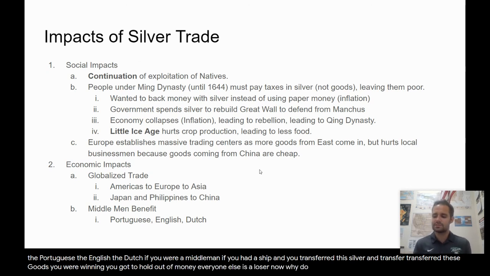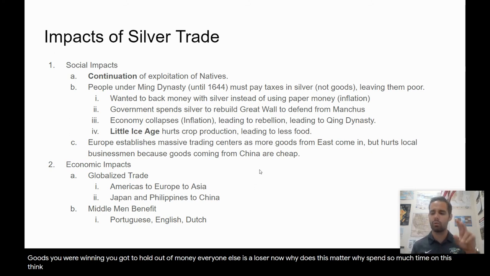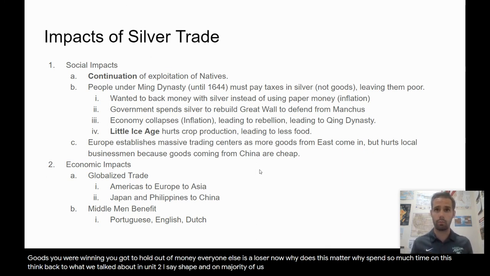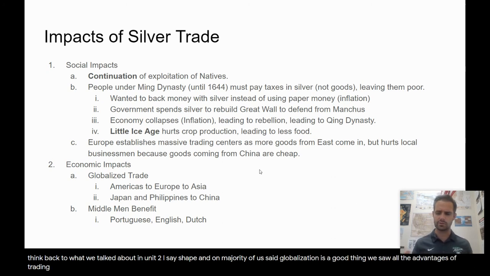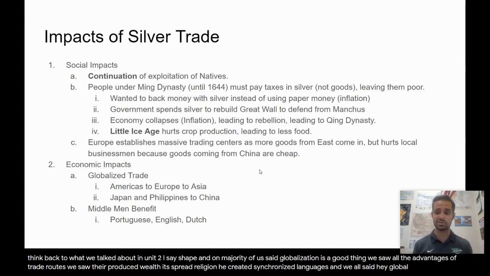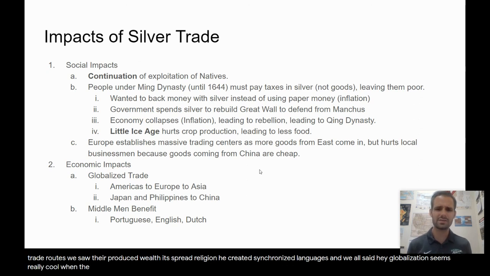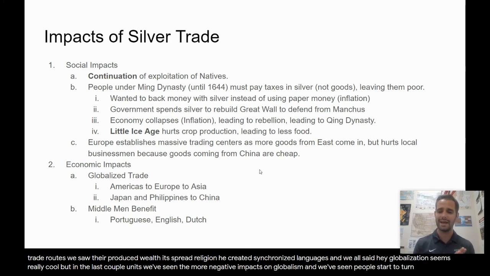Now, why does this matter? Why spend so much time on this? Think back to what we talked about in Unit 2. In Unit 2, we talked about globalization, and a majority of us said globalization is a good thing. We saw all of the advantages of trade routes. We saw that it produced wealth, it spread religion, it created synchronized languages, and we all said, hey, globalization seems really cool. But in the last couple of units, we've seen the more negative impacts of globalism, and we've seen people start to turn towards nationalism.